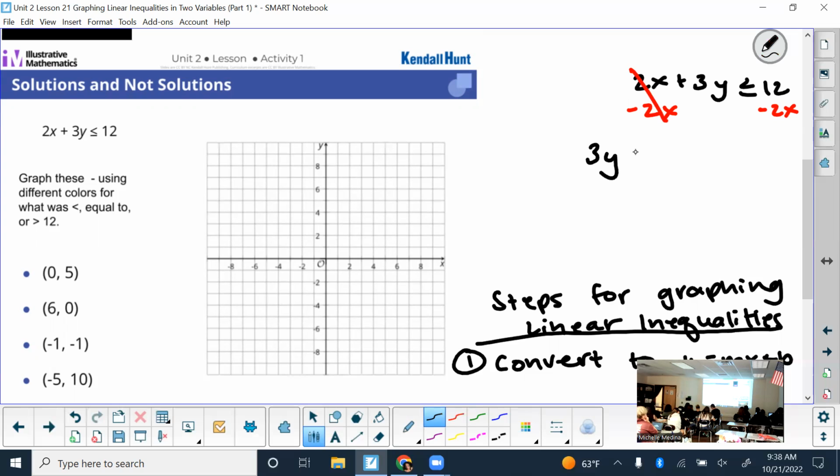So that gives me 3y less than or equal to 10x, or what? Would that be right? No. And I see kids do that a lot. Are these like terms?